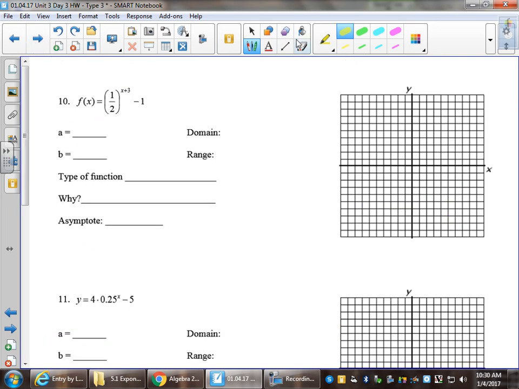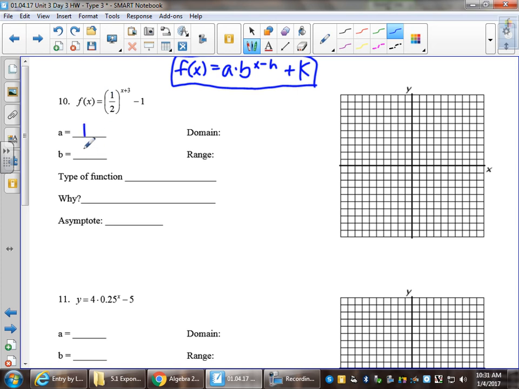Number 10. Put my model at the top. F of x equals a times b to the x minus h plus k. Here, a is an invisible 1. B is 1/2.